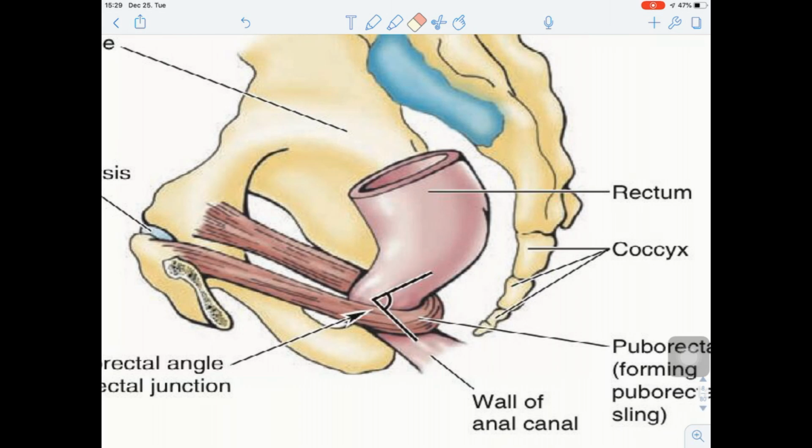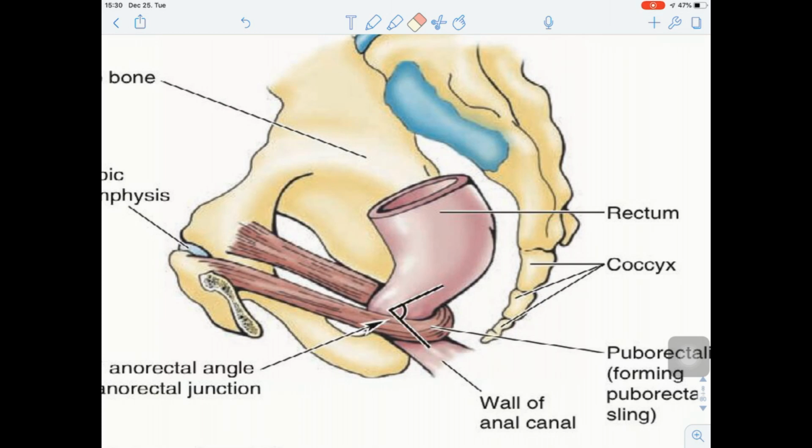Again, sorry, what's this puborectalis? Okay, so you've got near 80 degrees of angle formed at the anorectal junction. That's how you can have a better storage of the stool. So what happens if any of us wants to do urination or defecation?